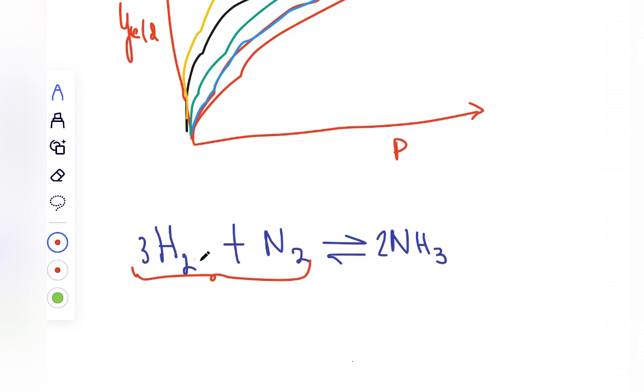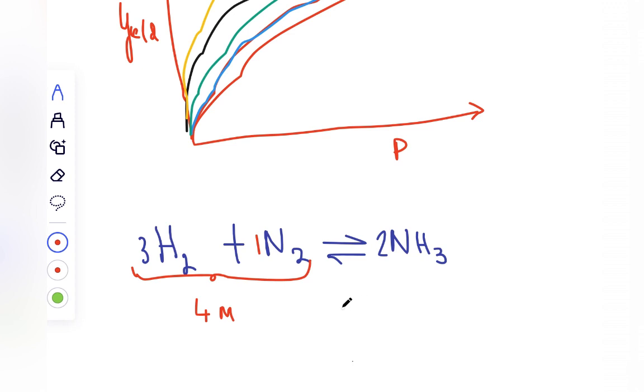Atoms here is 6, 3 times 2, 6. I'm not talking about atoms. Atoms here is 2, but the number of molecules here is 1. Number of molecules here is 1. Number of molecules here is 3. So there are 4 molecules on the reactant side.